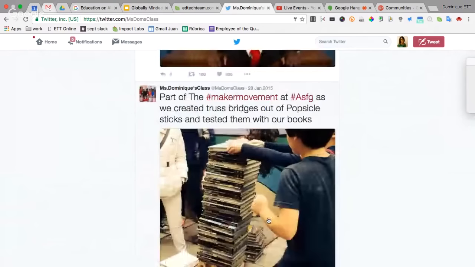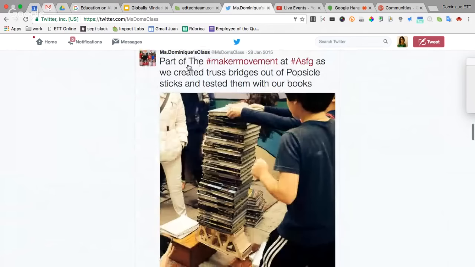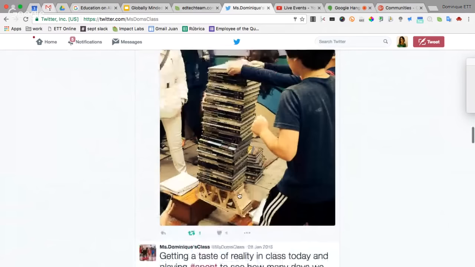Personally, I would make the connections first, and then I would allow the students to see what we were tweeting as a class. So you can see these are some of the things the students wanted to tweet, when we were doing some stuff with the maker movement and creating bridges out of popsicle sticks.